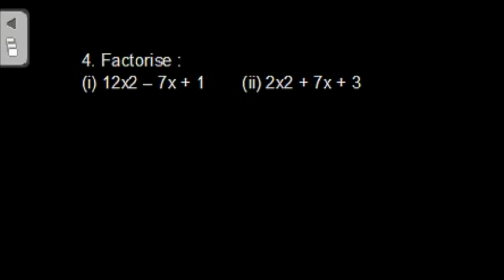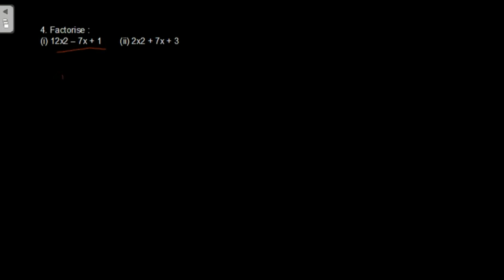Here is question number 4, part 1. So, what it says: factorize 12x square minus 7x plus 1. So, there are two methods of solving this problem. The first method is splitting the middle term, and the second method is use of factor theorem. So first we will see the first method, that is by splitting the middle term.